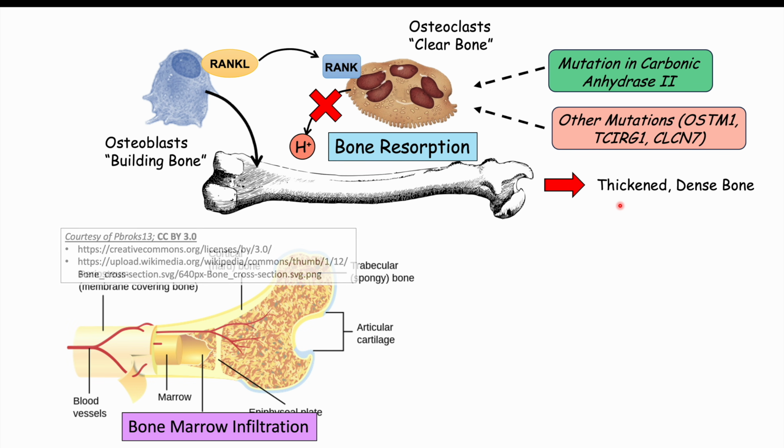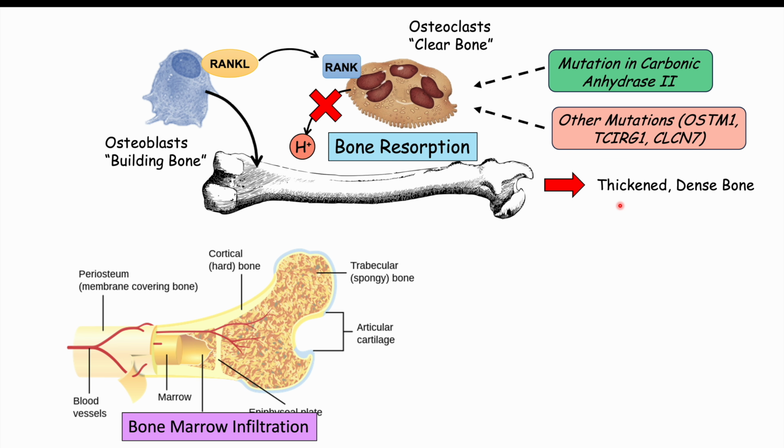Some other important issues that can occur in osteopetrosis, especially in infantile osteopetrosis, include bone marrow infiltration. So if there is unchecked osteoblast functioning, so osteoblasts continue to build bone, but we don't have osteoclasts clearing bone, what can happen is the bone that's being built by osteoblasts can start to encroach into the bone marrow of long bones, and this can start to impinge on the bone marrow in those bones. And bone marrow in those bones is used to produce blood cells. So this can lead to issues we'll discuss in the next upcoming slides.